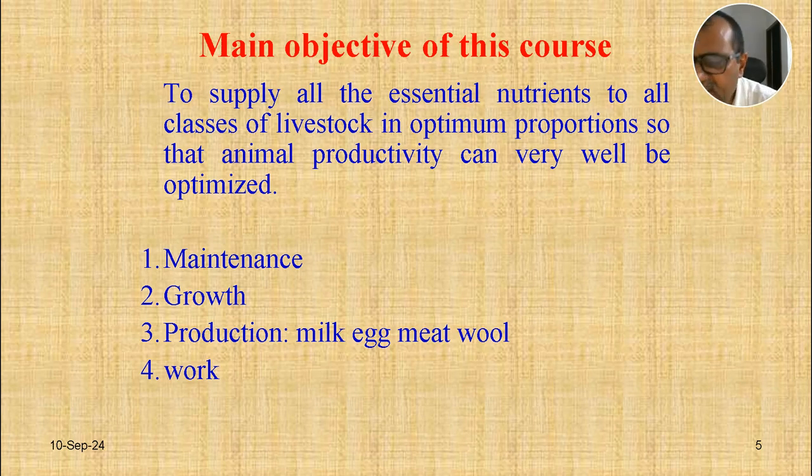Then apart from this, there is another thing called growth. Growth means any animal, starting from its birth to death, has some growth for some period and it stops, and later it starts production, especially the milk, meat, egg, wool, pork and chicken and so many other things are produced.